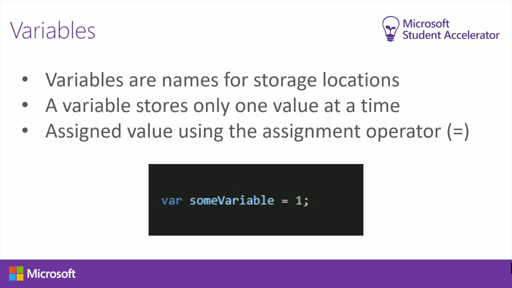So a variable is just a name for a storage location, and a variable can only store one value at any given time. It stores a value using the equal sign, which is the assignment operator. In this example shown below, the value of 1 is stored into the variable called some variable.